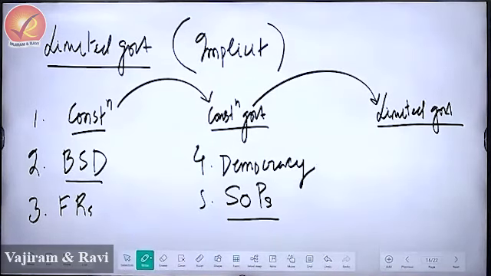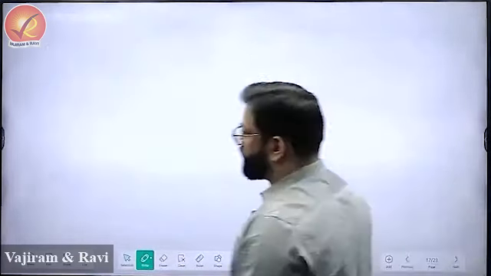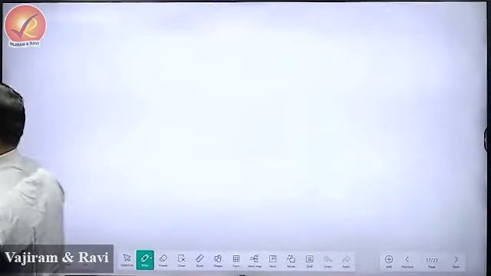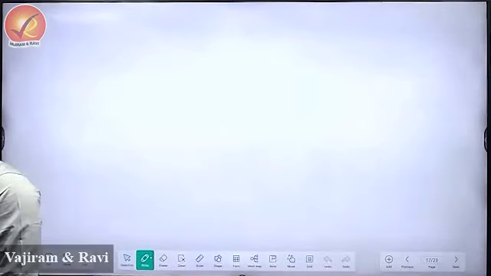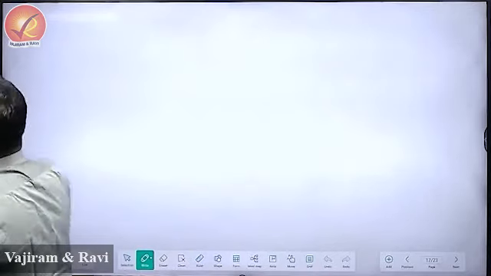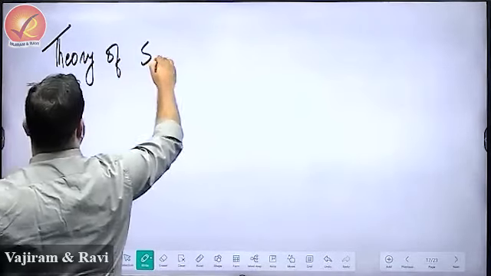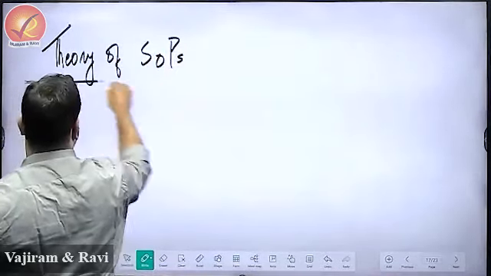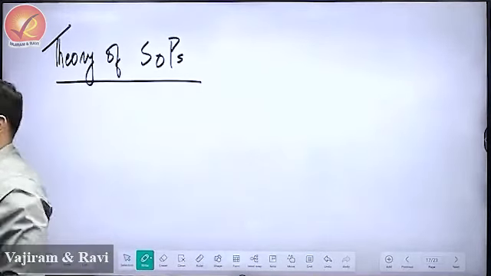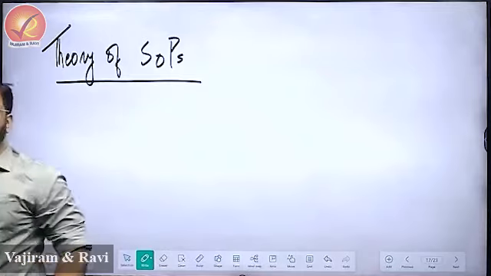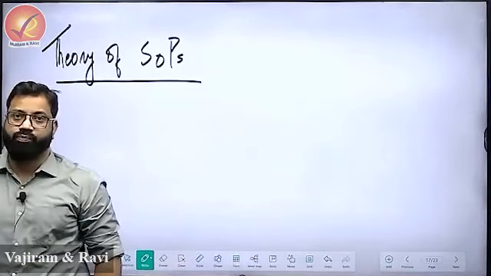Please give a heading. Theory of separation of power. So you will understand the difference between doctrine and theory. In your handouts, please cut down the term doctrine of separation of power and write theory of separation of powers.